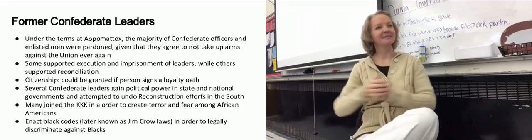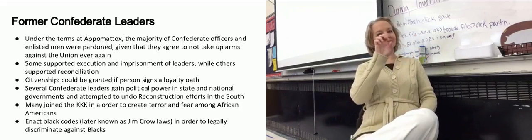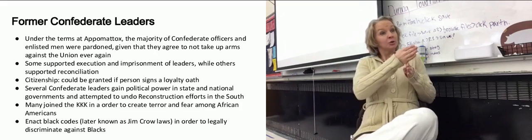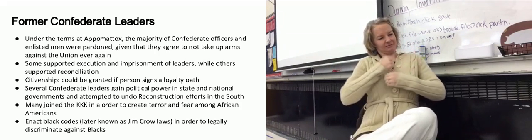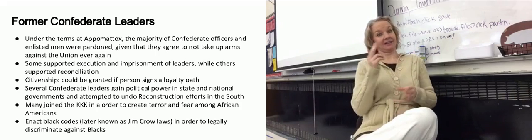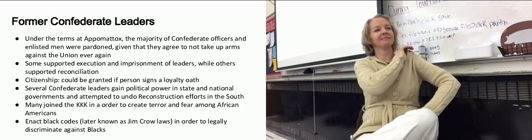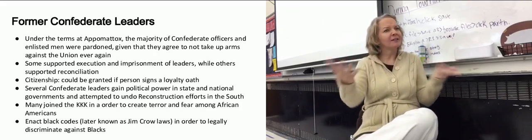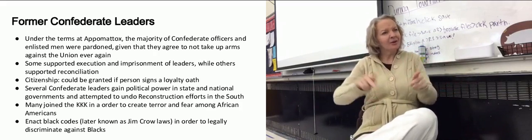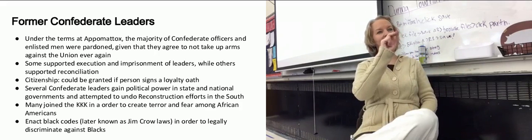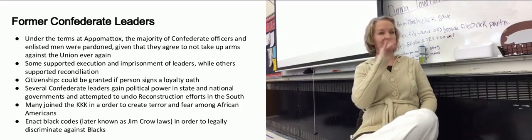So, with the Confederate leaders, what are they going to do? If you will highlight, majority of Confederate officers and enlisted men are pardoned. Now, why would they do this? Why would they pardon these people automatically? If you will put next to it the word reconciliation, and I will spell it for you. It is R-E-C-O-N-C-I-L-I-A-T-I-O-N.